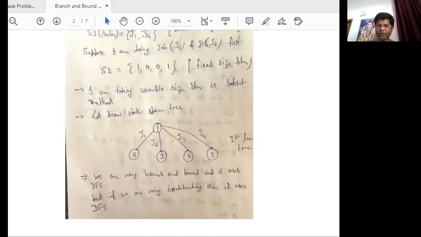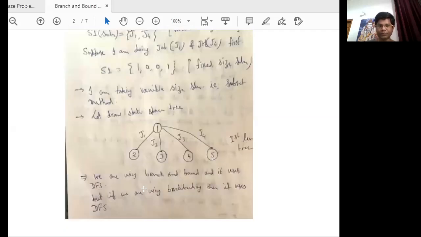the next level. Branch and bound method uses the breadth first algorithm, but if we are using the backtracking algorithm, then the algorithm used there is depth first search. Since we are using branch and bound method, we concentrate on BFS, the breadth first search algorithm. Mistakenly I have written DFS here, so just correct it. This is BFS. In branch and bound method, the algorithm is breadth first search. I have uploaded this material on Google Classroom, so by yourself just correct it and write breadth first search here.